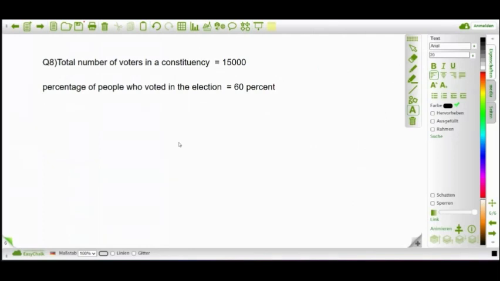अब हम इसमें क्या लिखेंगे, आप ध्यान से गौर से देखिए। सॉरी गाइस, मैंने एक ही चीज वापस लिख दी, who did not लिखना था. Percentage of people who did not vote in the election equals 100 minus 60.